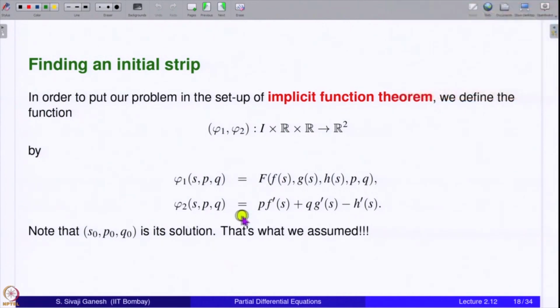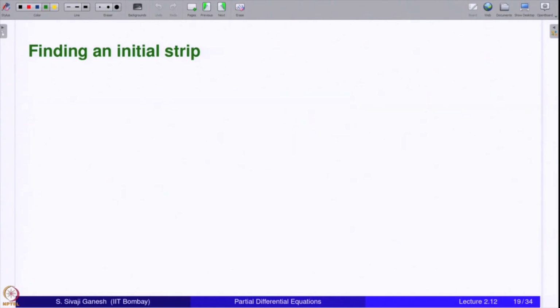C1-ness of phi 2 will involve C2-ness of F. So, this is where we need f, g, h to be C2. In terms of p and q it is linear, so it is all C infinity. So, phi 2 is C1 provided we assume the initial data, that is the datum curve f, g, h, are C2 functions. This is where we need f, g, h to be C2. Okay, fine.